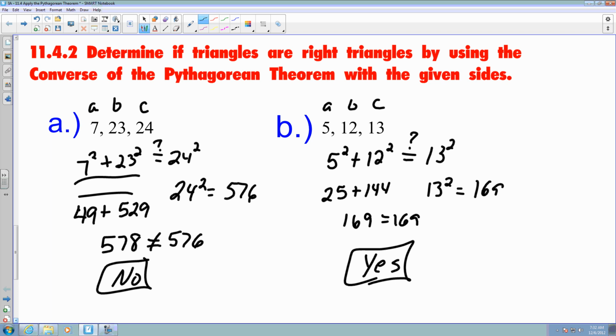And that is how you apply the Pythagorean theorem to find distances of right triangles, and also how to use its converse. And I hope this helps. Until next time.